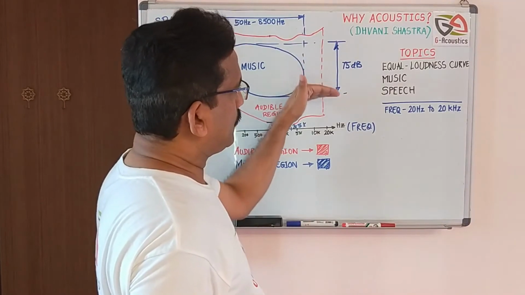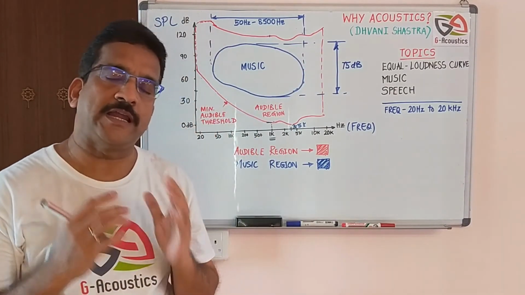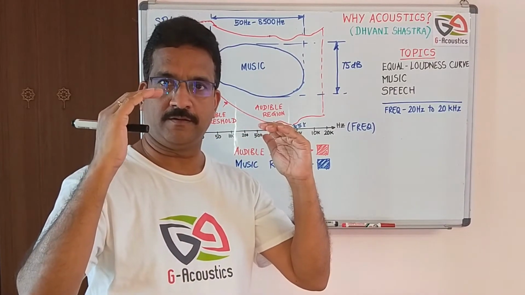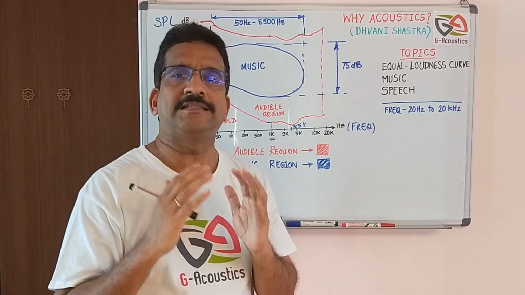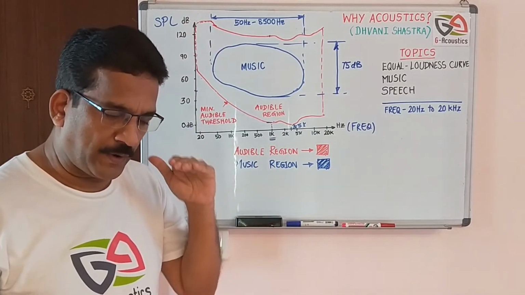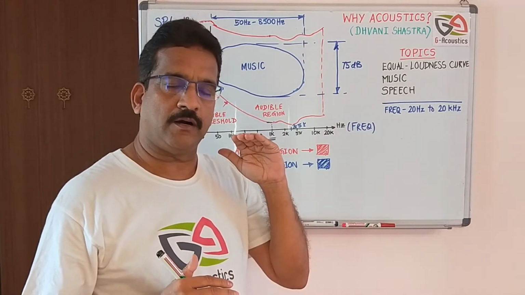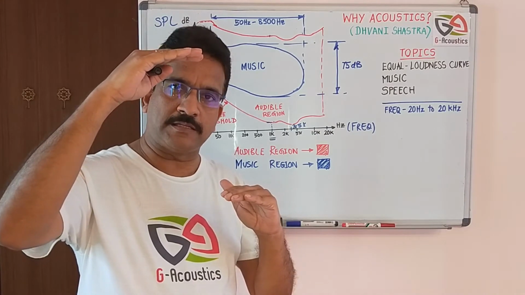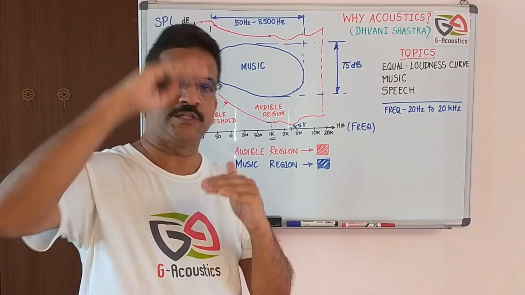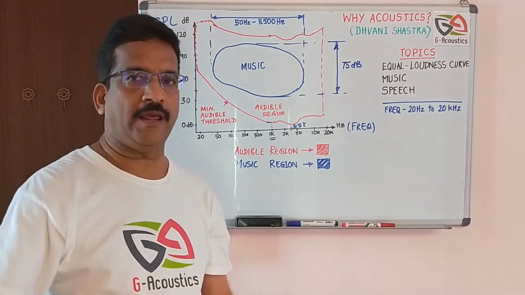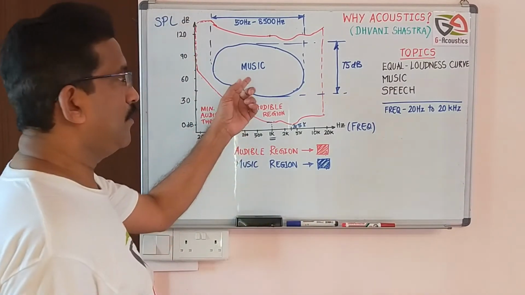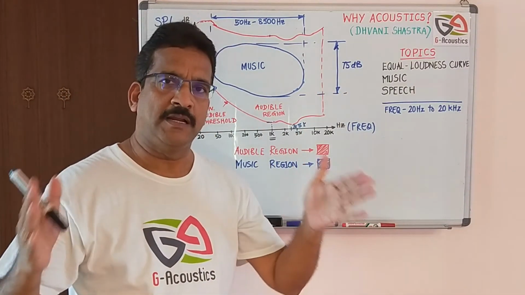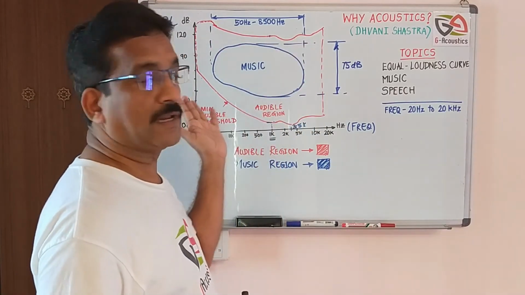Now we talk about something called dynamic range. Dynamic range is from the softest to the loudest. So if 20 dB SPL is the softest, and say 100 dB is the loudest, then the dynamic range is the difference between these two: 100 minus 20, 80 dB is the dynamic range. Now for music, the dynamic range is 75 dB. That is the maximum dynamic range based on this equal loudness curve.